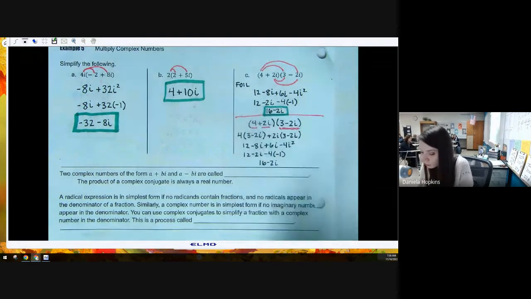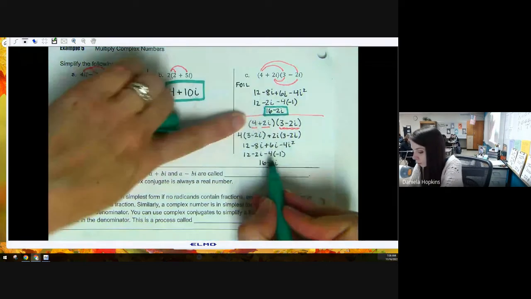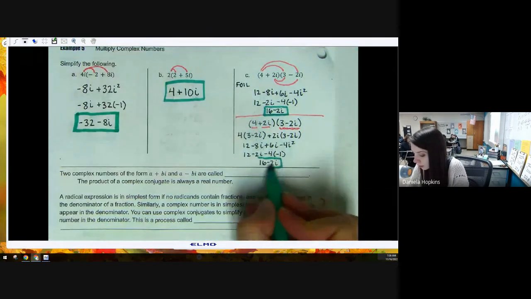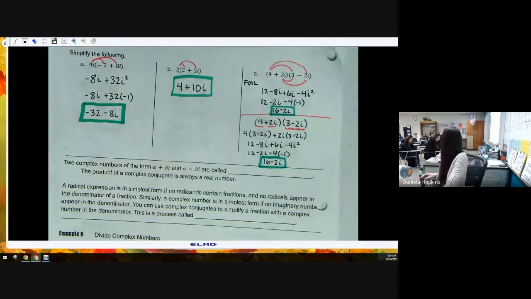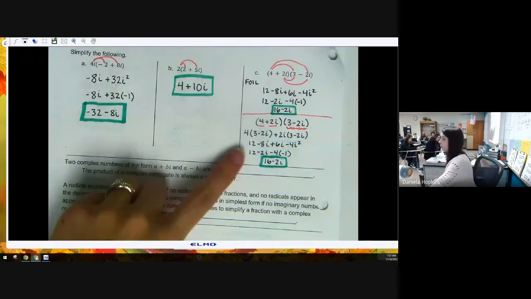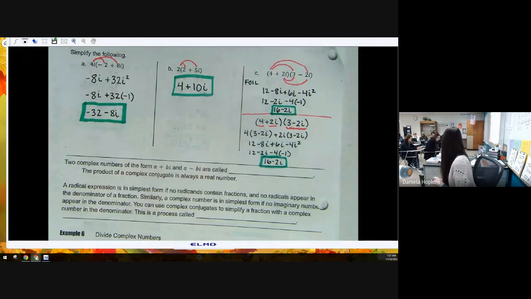I do not care which method you use. I think this one is more mathematically sound. You probably would want to use this second method if you have a binomial times a trinomial, right? If it's not just a 2-term times a 2-term, if it's 2 terms times a 3-term, you definitely want to use this method. But I don't care how you do it. As long as you're not photomathing it, I'm happy. Questions?